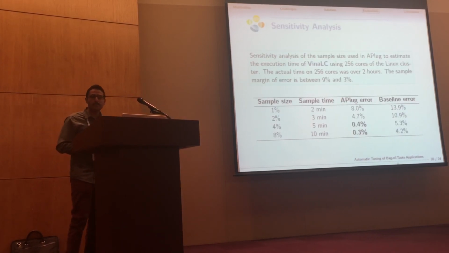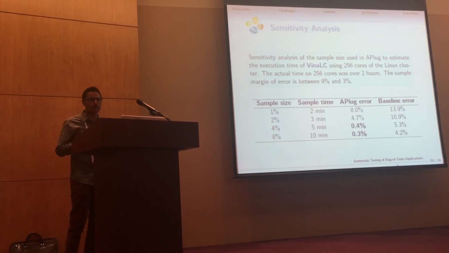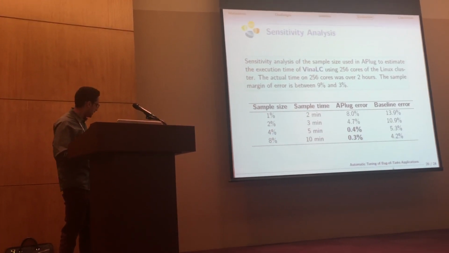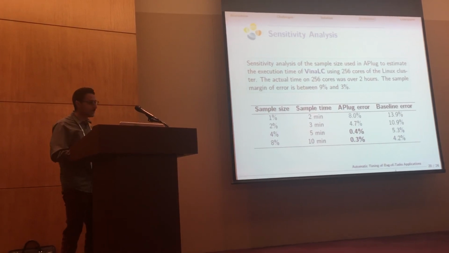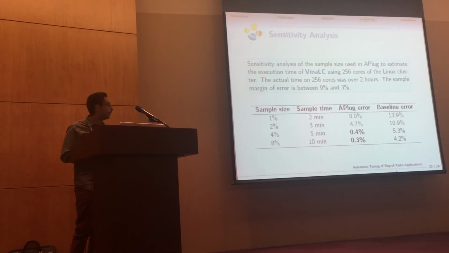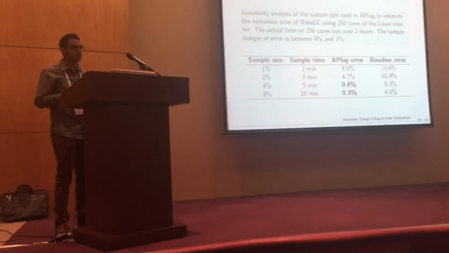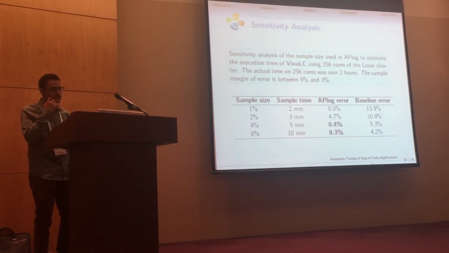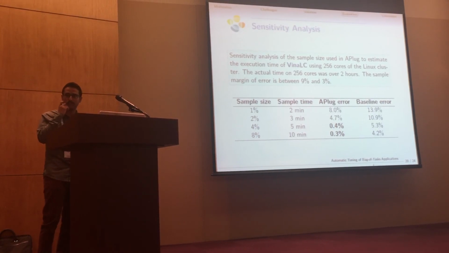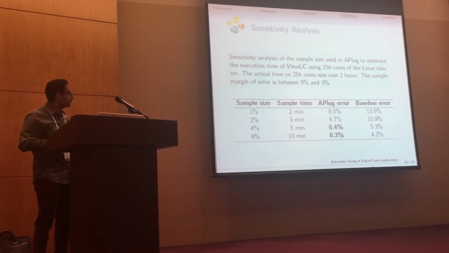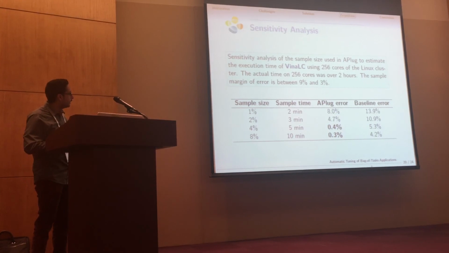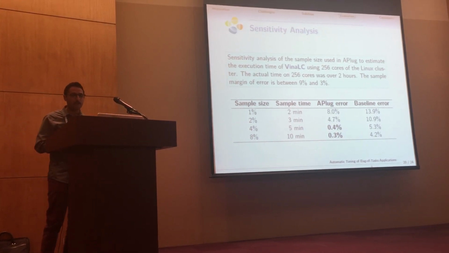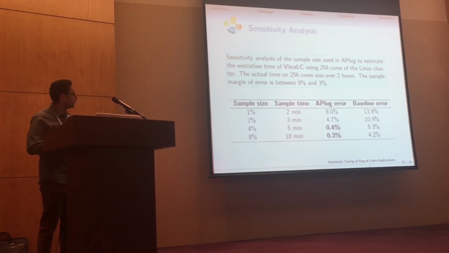Some sensitivity analysis, since we're using samples to do the estimations. Using WinLC here as an example, the sample size is increased from 1 to 8% of the total number of tasks. And you can see here that, as expected, the larger your sample, the better the accuracy of your estimations. But the good thing here is, even with a small sample size of 4%, your error is really low using A-plug.